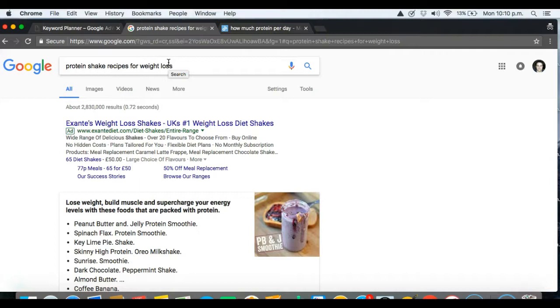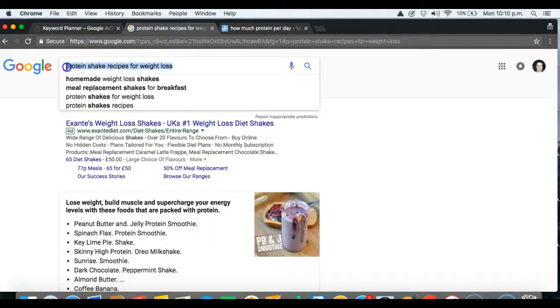So the third tip I'm going to give you is a way of figuring out what type of queries are proving most popular with people reading this type of content online.